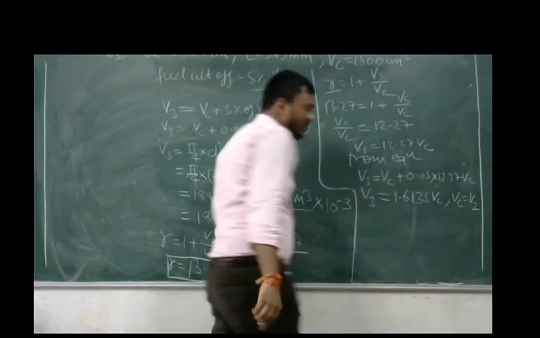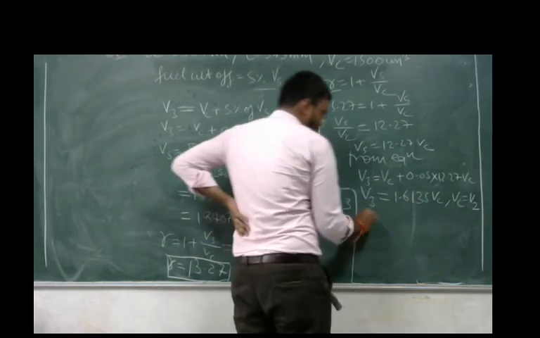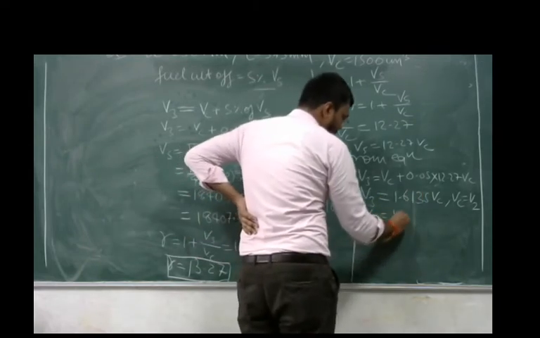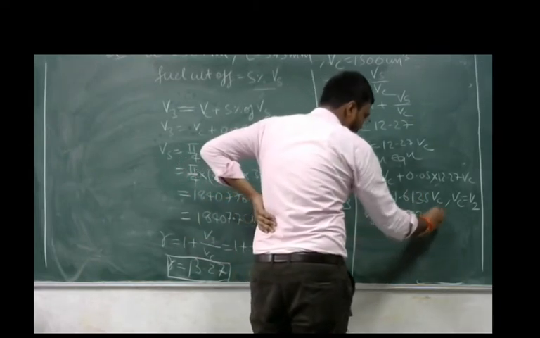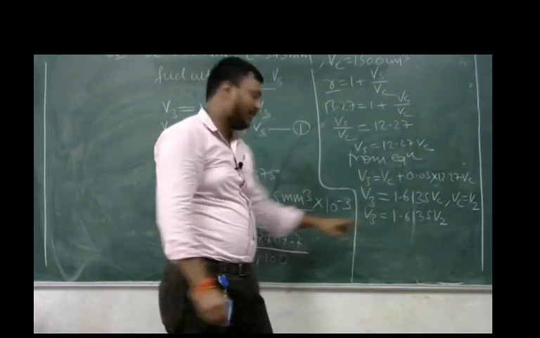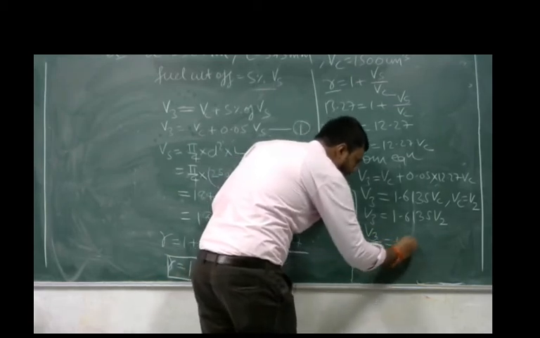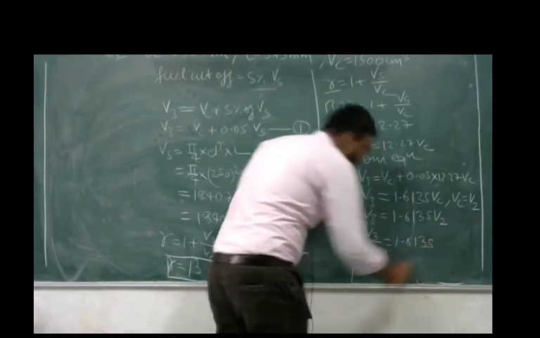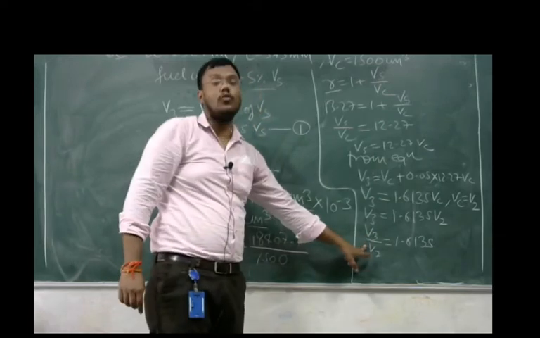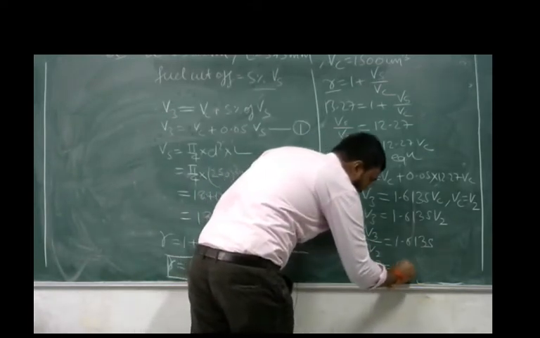We know Vc is equal to V2, so put V2 in place of Vc. So we get V3 is equal to 1.6135 V2. Now put this V2 below V3, so we get V3 by V2 equal to 1.6135, and V3 by V2 is nothing but rho, the cutoff ratio. So here we can say that rho is equal to 1.6135.